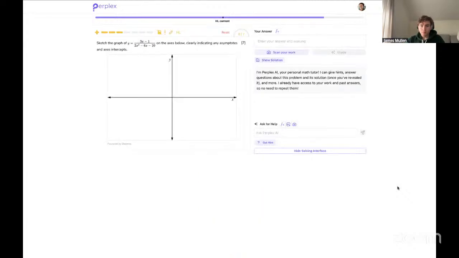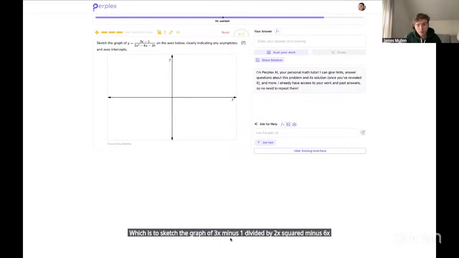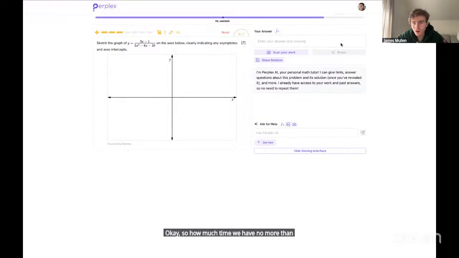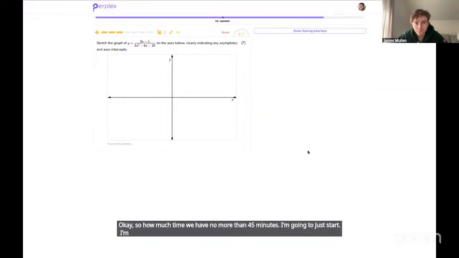Let's move on. We have an IB style example of this, which is to sketch the graph of 3x minus 1 divided by 2x squared minus 6x minus 20. How much time do we have? No more than 45 minutes. I was going to start with this straight away, but we just did an example, so I'm going to give you guys a chance to do this. I'm going to give you at least 3 minutes to get started.